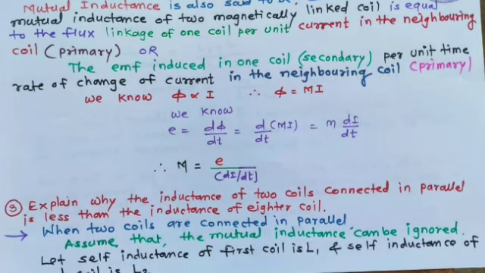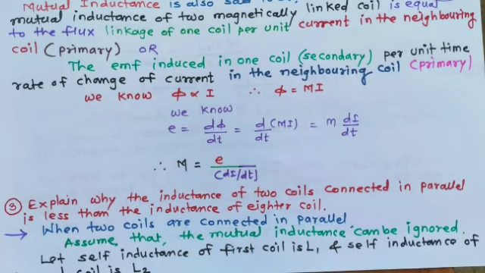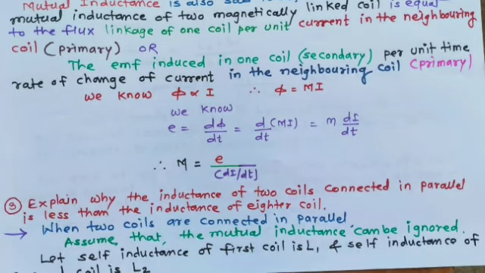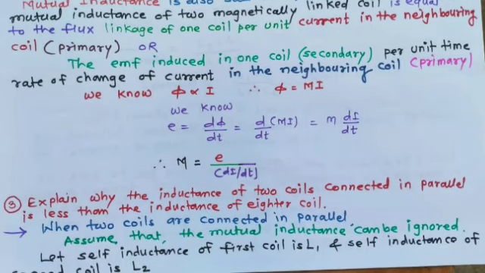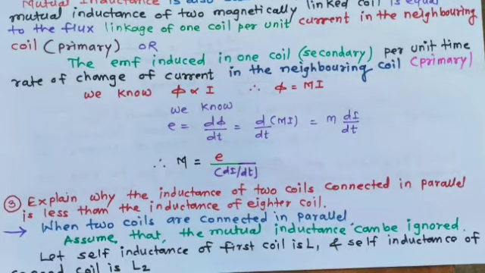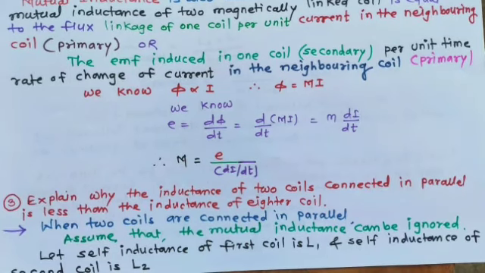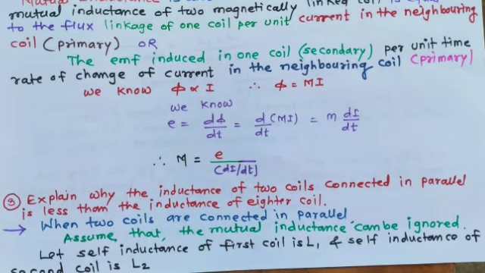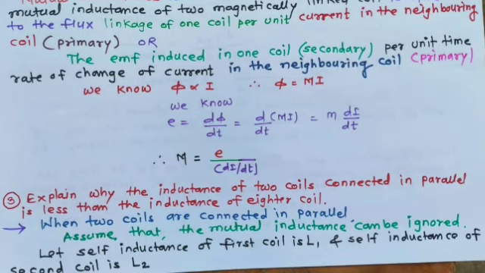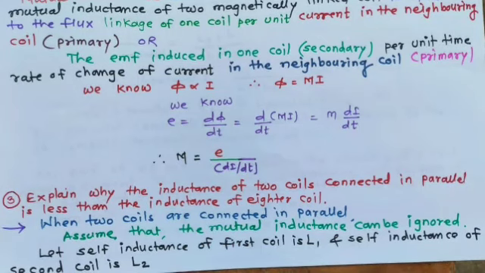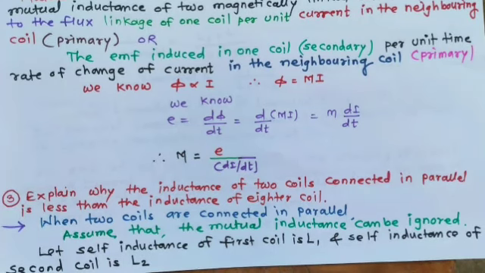Question number 3. Explain why the inductance of two coils connected in parallel is less than the inductance of either coil. Answer: when two coils are connected in parallel, assume that mutual inductance can be ignored. Let the self-inductance of the first coil be L1 and the self-inductance of the second coil be L2.